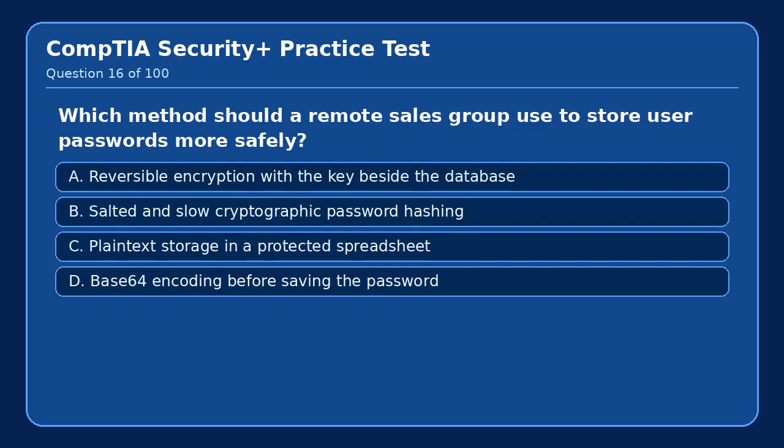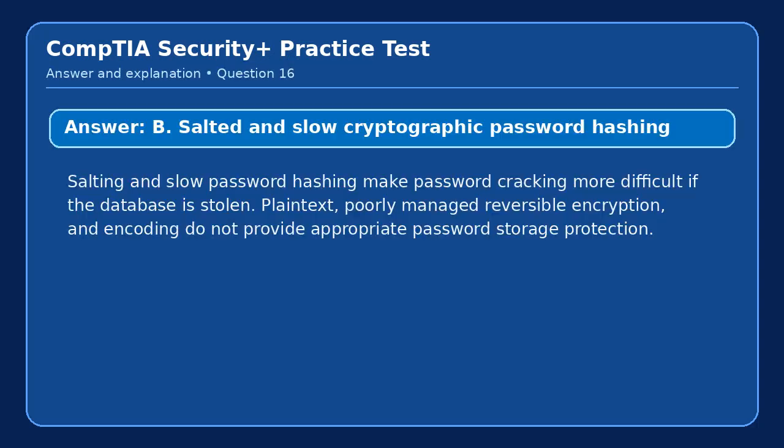Plain text, poorly managed reversible encryption, and encoding do not provide appropriate password storage protection. Question 17. Why is a unique salt added before hashing passwords for a data analytics unit's account database?